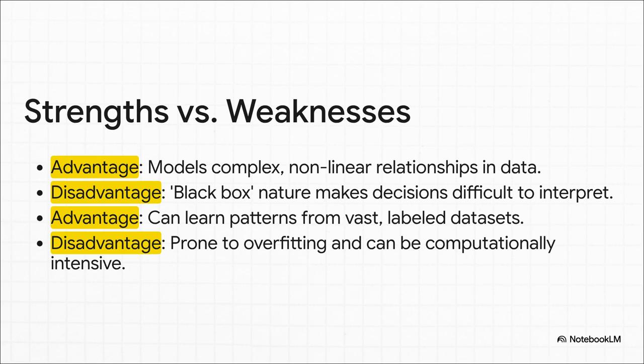But that power comes with a paradox. Because the thinking is spread out across millions of tiny little weight adjustments, it can be almost impossible to point to one spot and say why it made a certain choice. And that's why you always hear them called black boxes.